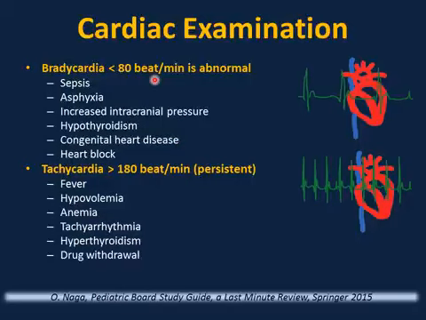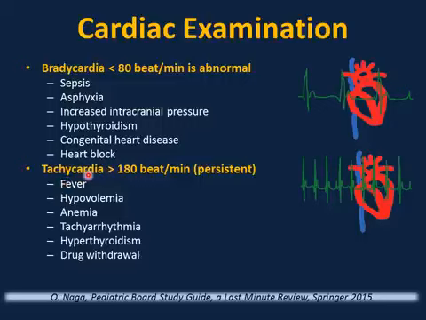Bradycardia less than 80 beats per minute is abnormal, is significant. It's a bad sign when a newborn baby has a slow heart rate or bradycardia. This can be a sign of sepsis, asphyxia, increased intracranial pressure, hypothyroidism, congenital heart disease, or heart block.